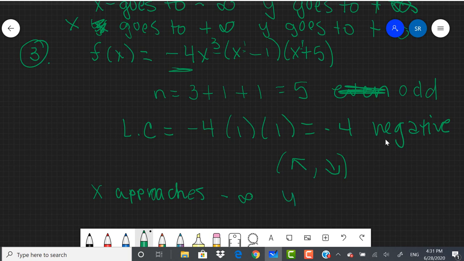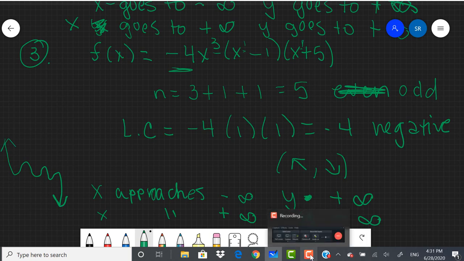So as my x approaches negative infinity, my y goes to positive infinity. And then as my x approaches positive infinity, my y goes to negative infinity, and it'll look something like here. It's going to have a couple turns like that. 1, 2, 3. I think that's how many it has. So it looks something like that. That's just very, very rough, but you guys get the idea.